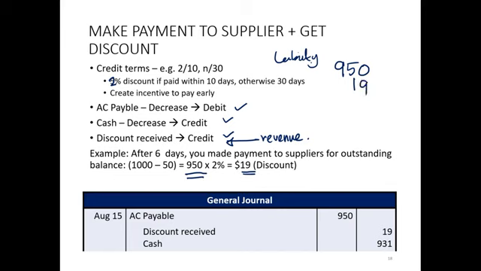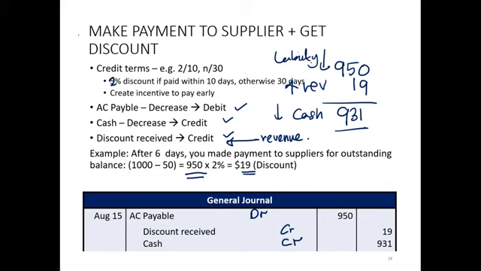You get a discount of 19, so you only pay 931. This is your payment by cash. Your cash reduces, your revenue increases, and your liability decreases. So debit accounts payable 950, credit revenue 19, and credit cash 931. I want you to remember these transactions, and this example of how we solve them.